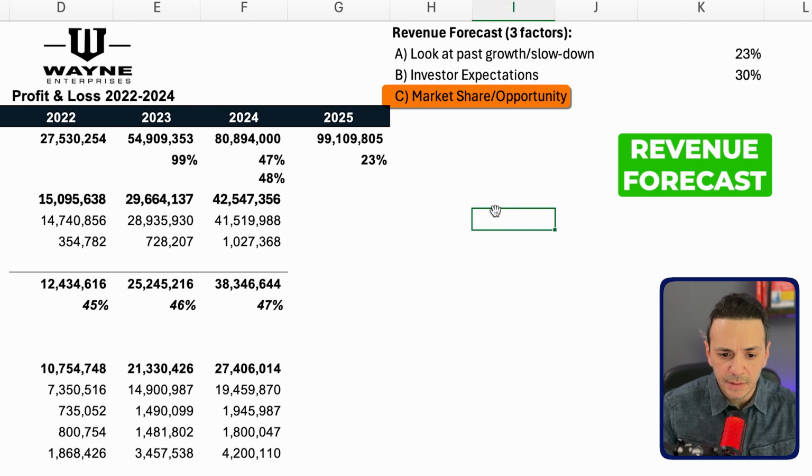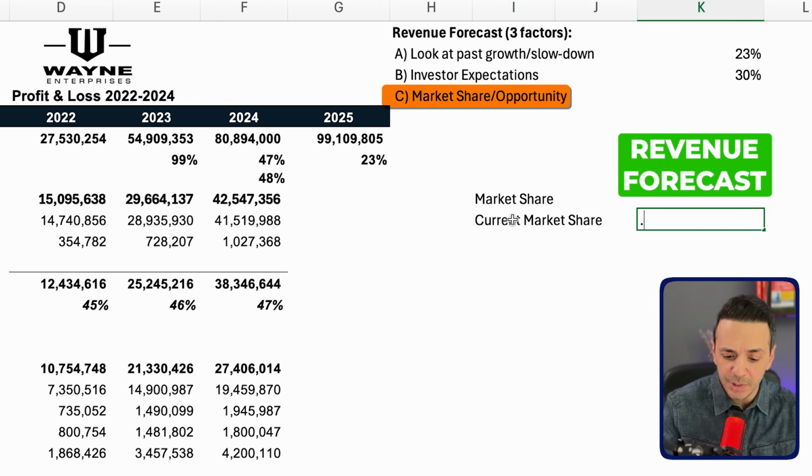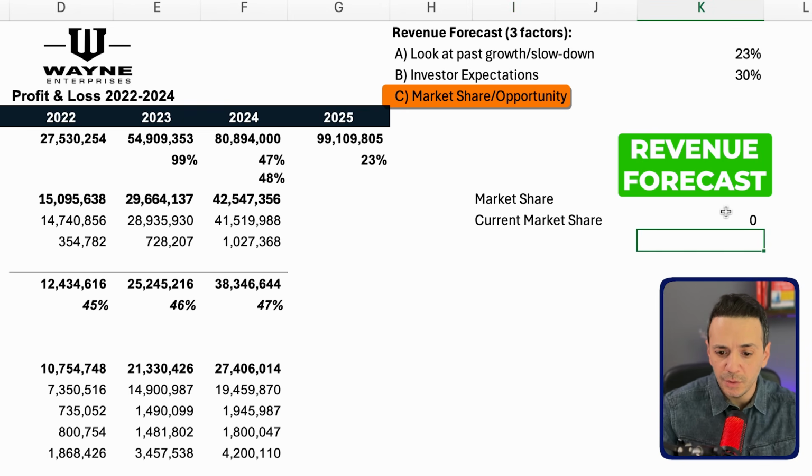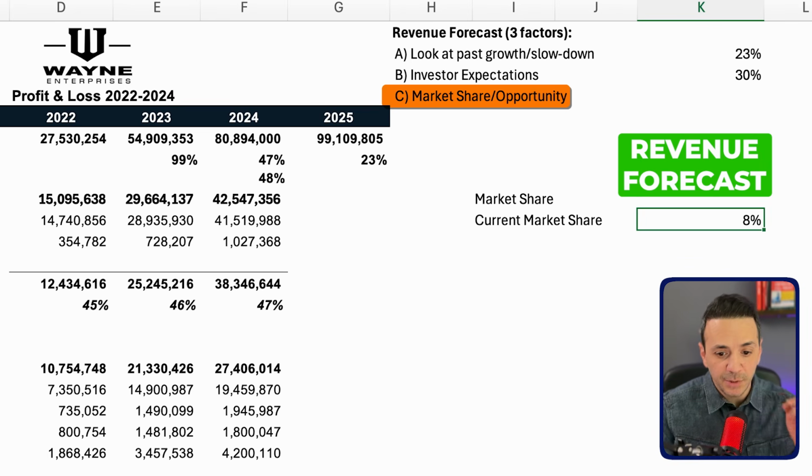So when we are assessing market share, we'll begin an analysis here to just analyze the market share. We'll say, what is our current market share? We'll start there, right? So our current market share happens to be 8% in this case. So let's put that in percentage. 8% is the current market share.